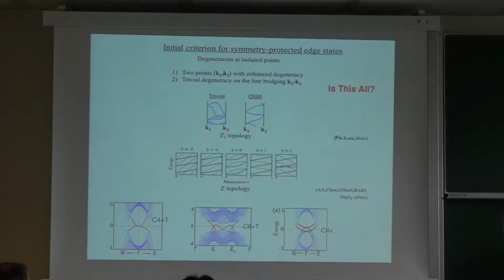But now if I also have C4, since I know that C4 squares to 1 in a spinless system, I know that the eigenvalues i and minus i of C4 are related to each other by the spinless time reversal. The spinless time reversal is just complex conjugation, so it relates the eigenvalue i to the eigenvalue minus i. So I know that I can have a double degeneracy, and where can I have it? Well, I can only have it at points which are left invariant by C4 times time reversal.